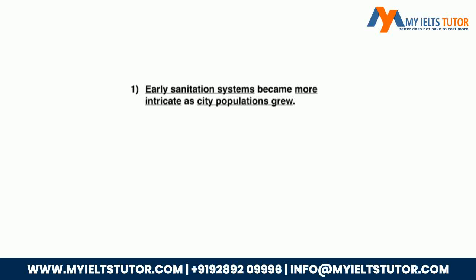Now, probably the hardest word in there is intricate. If you don't know that word, it might limit you, it might stop you from getting the right answer. So IELTS reading is a vocabulary test, remember. Intricate means complex or complicated. So is it true that early systems of sanitation became more complicated when the city populations got bigger, grew? Now we need to go to the beginning of the passage and read at normal speed.